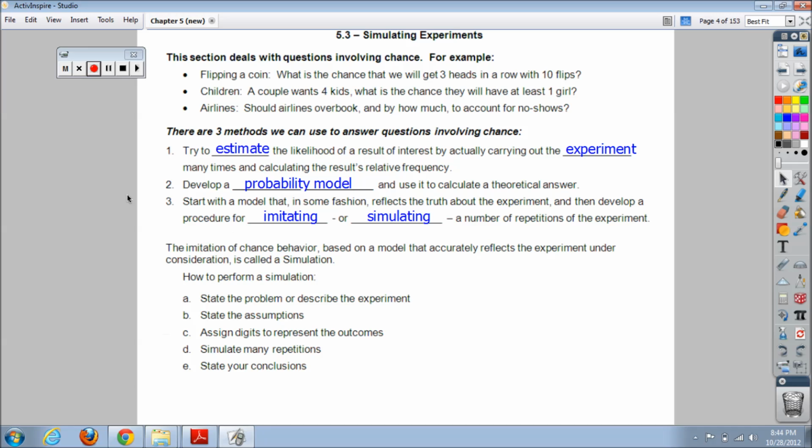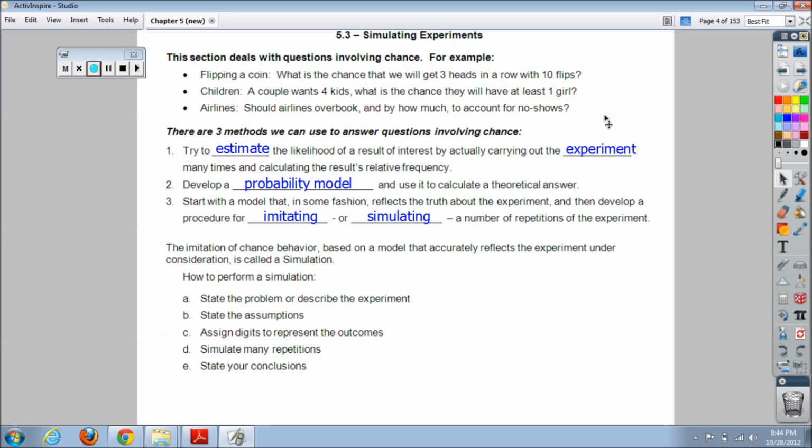Now, 3 methods for doing a simulation here. We can try to estimate the likelihood of a result of interest by actually carrying out the experiment many times and calculating the result's relative frequency. You can develop a probability model, which is something that we'll talk about the next day. So you don't quite know what a probability model is yet. And number 3, we could start with a model that in some fashion reflects the truth about the experiment, and then develop a procedure for imitating or simulating a number of repetitions of the experiment. That's what we're really going to be doing here, imitating an experiment through a simulation to see what could happen.